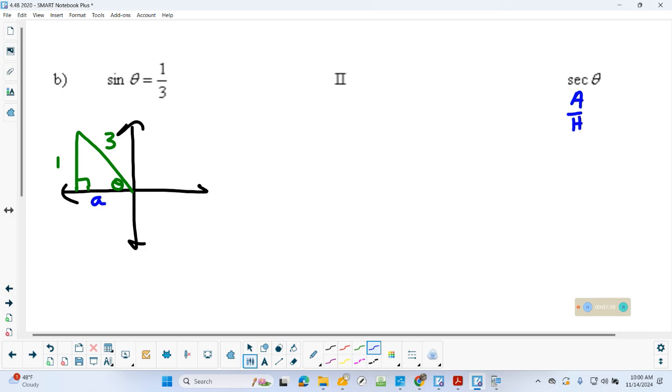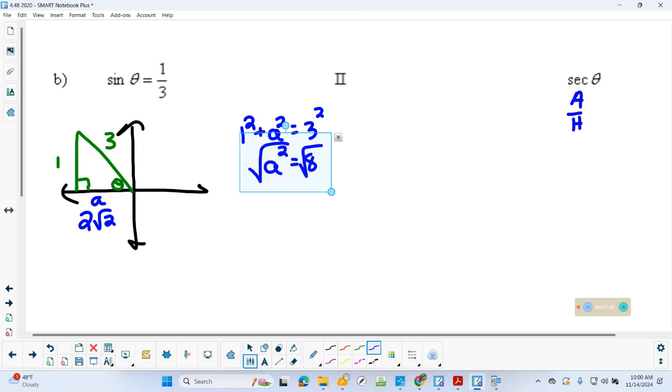So I'm going to do my Pythagorean theorem: 1 squared, a squared, hypotenuse 3 squared. Let's do a little mental math. 1 squared is 1, 3 squared is 9. Let's take the 1 off of the 9, so we'll be down to 8. Let's square root it. That's not awful, but you can simplify it. What's the simplified form of the square root of 8? 2 square roots of 2.